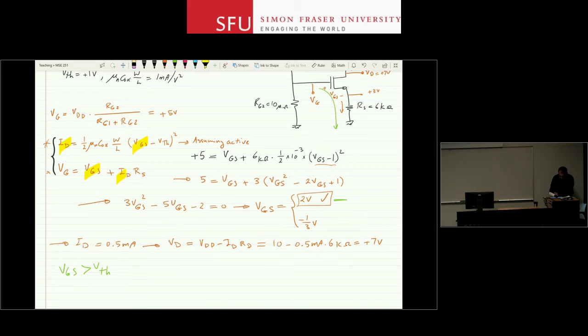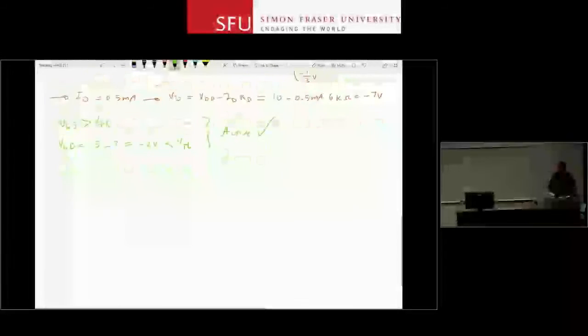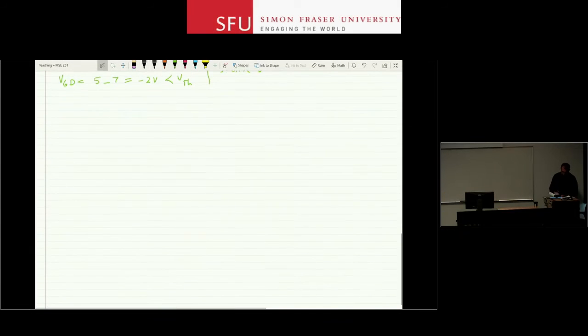And then what about VGD? Well, VGD is 5 at the gate minus 7 at the drain, so that's minus 2 volts. That's less than VTH because my VTH was 1 volt. So active, okay, right? So the gate source voltage is larger than the threshold voltage. Gate drain voltage is less than that. My assumption holds up. And that's it. I've solved the circuit and I've verified the assumption for my operating region. Let's go through one more example here.